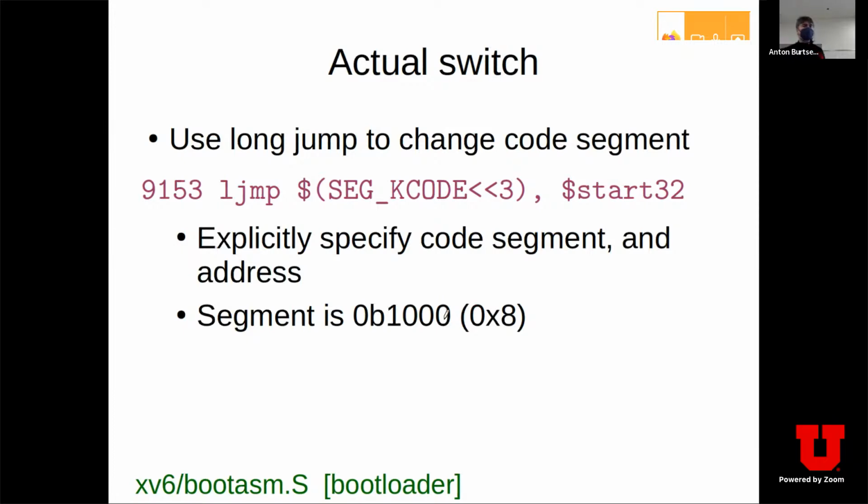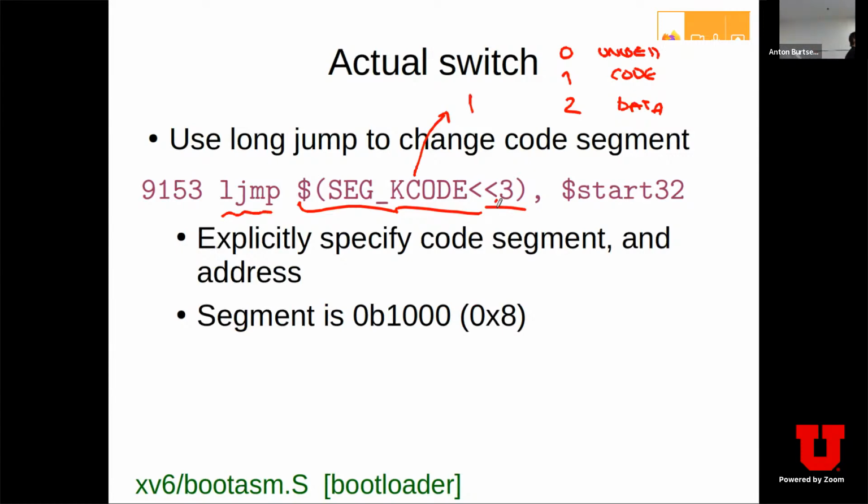Okay, so another instruction in Intel x86 assembly is a long jump. A long jump allows you to essentially specify the code segment. And this number will be just, since remember we have entry 0, entry 1, and entry 2: this was for data, this was for code, and this was unused. Our code will have 1, but we shift it by 3 because the first 3 bits are some flags, and I will explain it in a second. So please use this 1 shifted by 3.